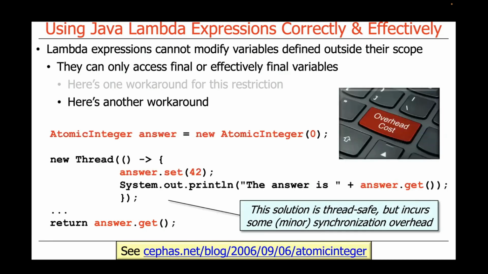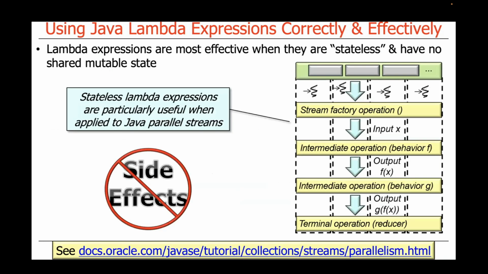The only downside is that there's some minor synchronization overhead. Very, very little, by the way. But just be aware of that. This solution, of course, is thread safe because an atomic integer is thread safe, and we'll look at that later in the course. But there is some minor overhead.